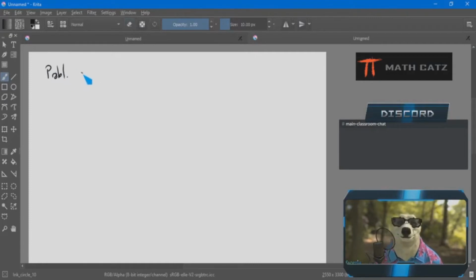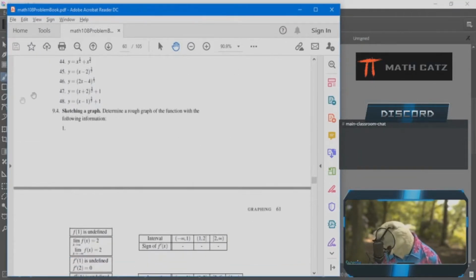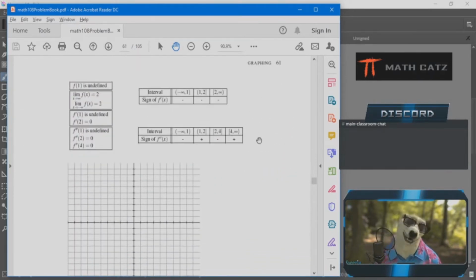So let's just look at problem 9.4. Well, I might as well just do number 1. So I'll just show you what it looks like, but I'll copy the information. It's at the very bottom of page 60 where the problem number starts. So determine a rough graph of the function with the following information. Sometimes they give you all the information you need. Sometimes they leave some stuff out in terms of specific y values so that you can focus on the shape. And you can pick a y value that gives you a nice curve, and we'll see that as we go.